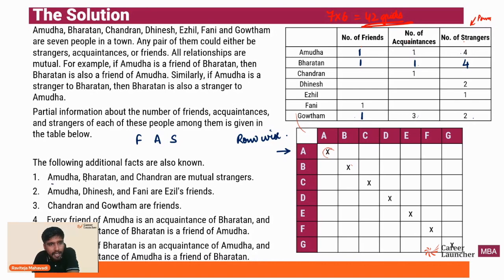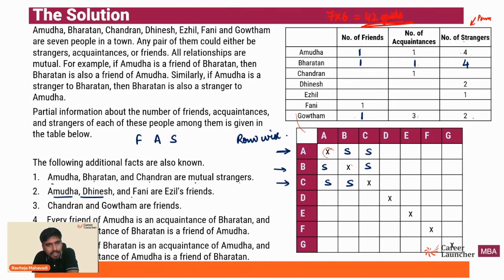Now look at this. A, B, and C are mutual strangers. So for A, B and C are strangers. For B, A and C are strangers. For C, A and B are strangers. Just look at it. Whatever I have put in the lower triangle is reflected in the upper triangle also. B versus A is strangers. A versus B is also a stranger.